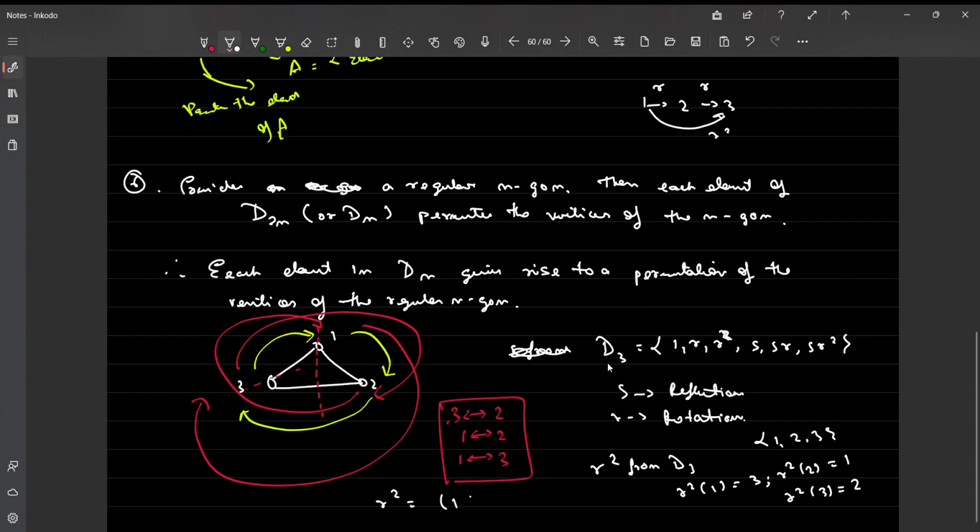Therefore, R squared is a permutation. 1 goes to 3, 3 goes to 2, and 2 comes back to 1. So it is this very permutation. Clear? That is what I meant to say. Got it?